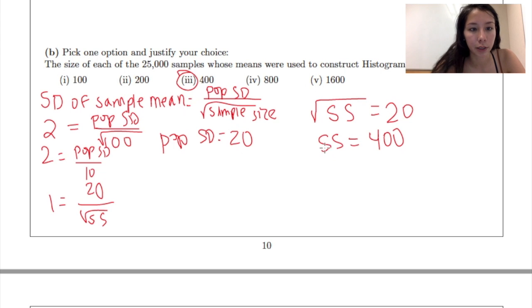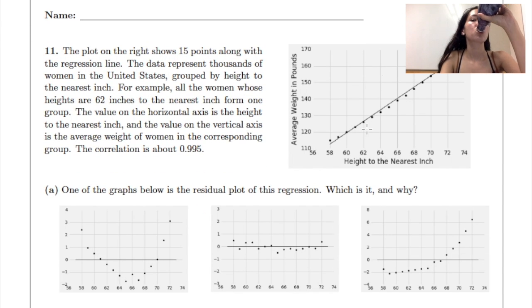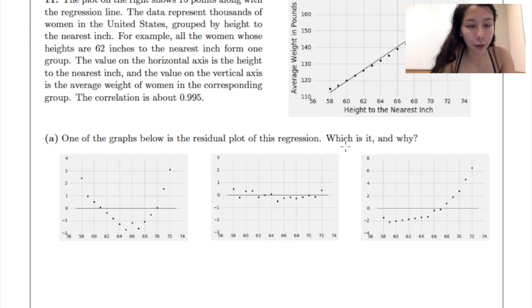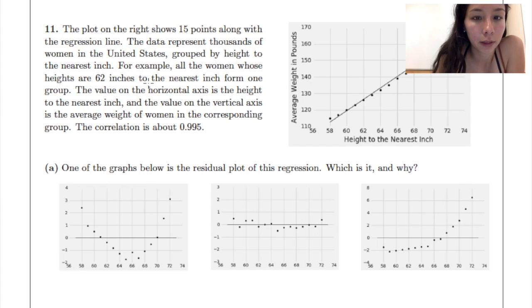Alright, moving on to number 11. Alright, so the plot on the right shows 15 points along with a regression line. The data represents thousands of women in the United States, grouped by height to the nearest inch. For example, all the women whose heights are 62 inches to the nearest inch form one group. So basically we're going to be taking a lot of data and just aggregating it into a bunch of points. The value on the horizontal axis is the height to the nearest inch. The value on the vertical axis is the average weight of women in the corresponding group.